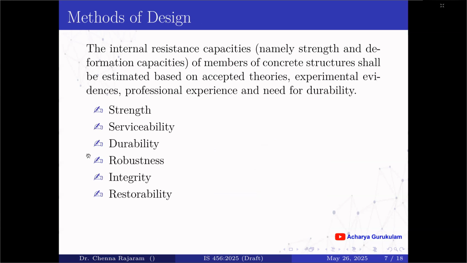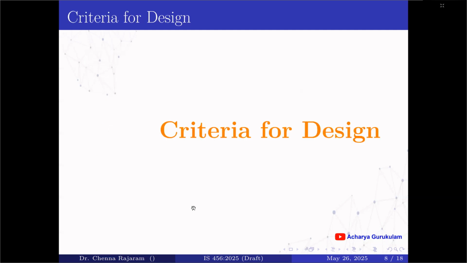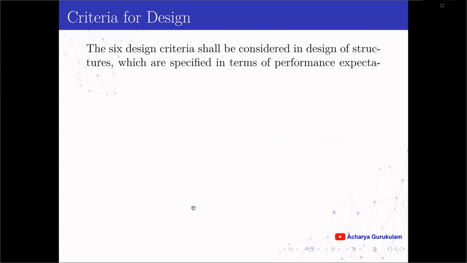Methods of design. The internal resistance capacity of members of concrete structures shall be estimated based on the accepted theories, experimental evidences, professional experience, and need for durability. So what are they? The first one is strength, second serviceability, third durability, fourth robustness, fifth integrity, sixth restorability. Next, criteria for design.